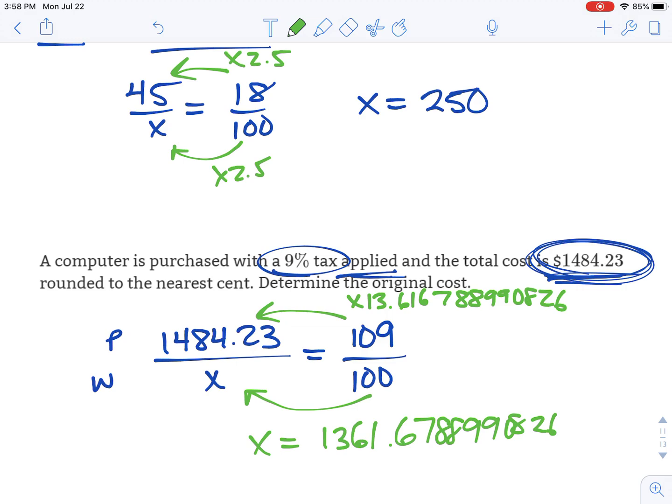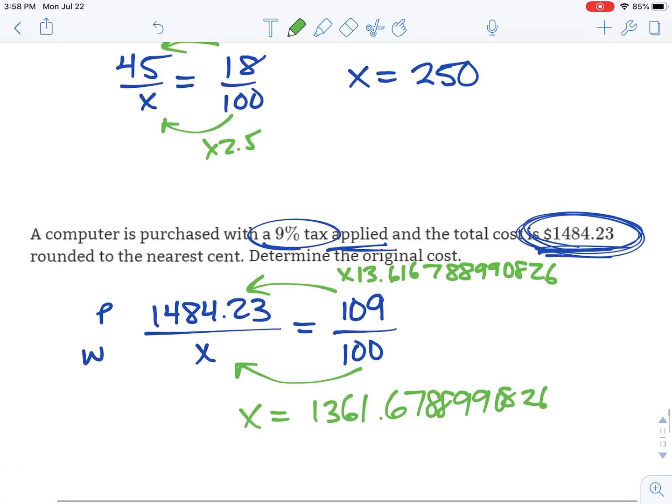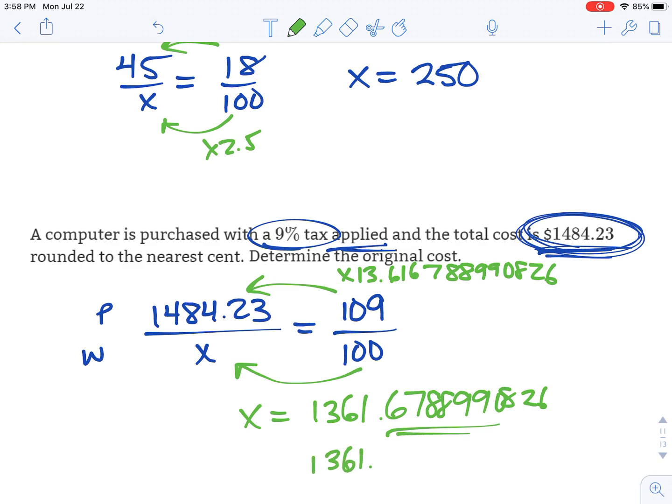So the question is, that's not the original price, right? So what was the original price? Well, what happened here is that we must have had some rounding after the 9% tax was applied. So we've got to round this to the nearest cent. It would be 1361.68. So that should have been the original price.